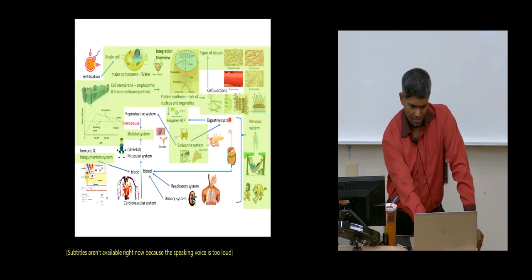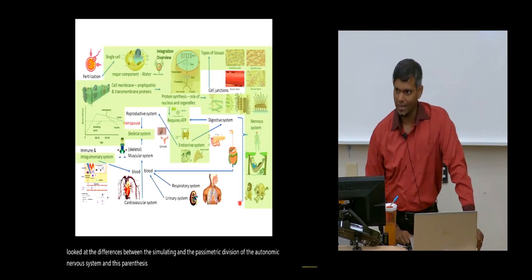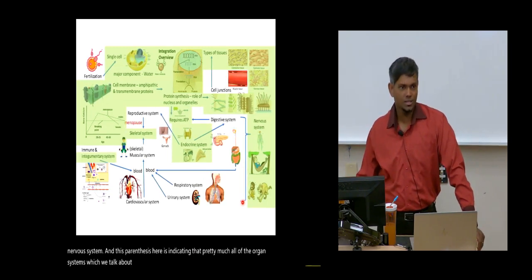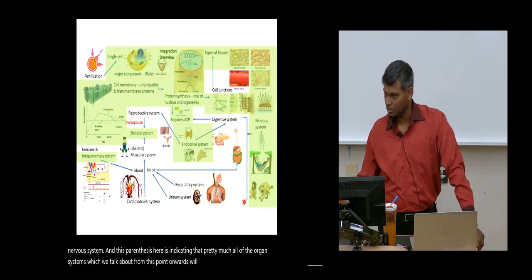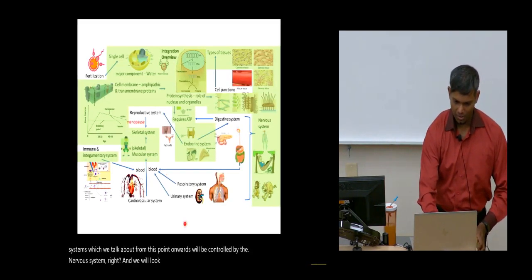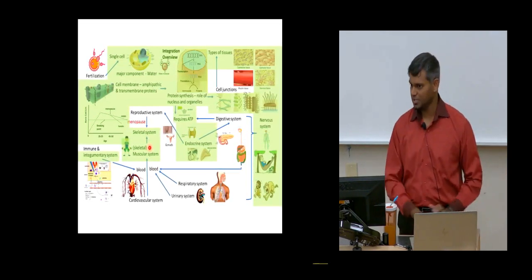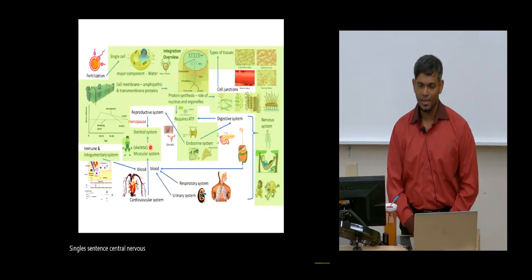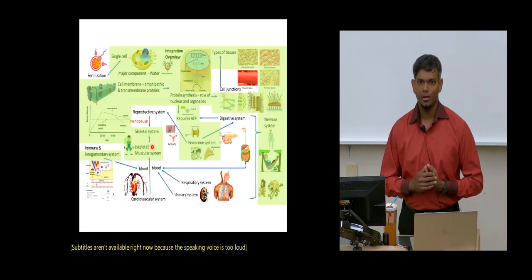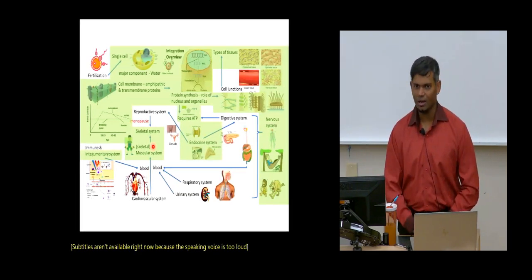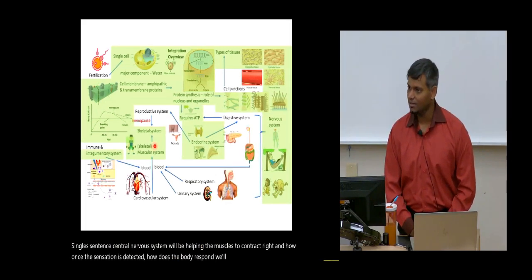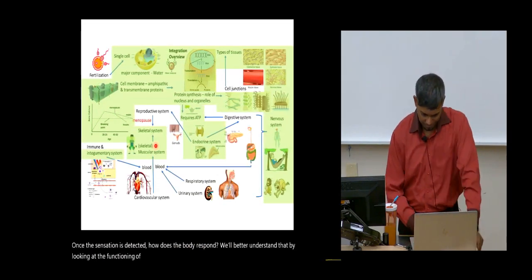And this parenthesis here is indicating that pretty much all of the organ systems which we talk about from this point onwards will be controlled by the nervous system, right? And we will look at how signals sent from the central nervous system will be helping the muscles to contract, right? And how, once a sensation is detected, how does the body respond? We'll better understand that by looking at the functioning of the muscular system.